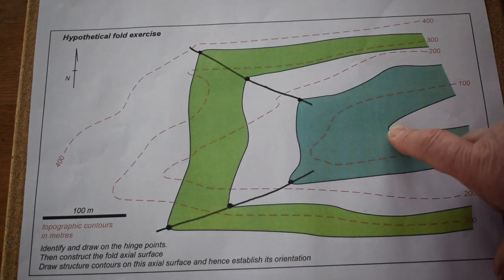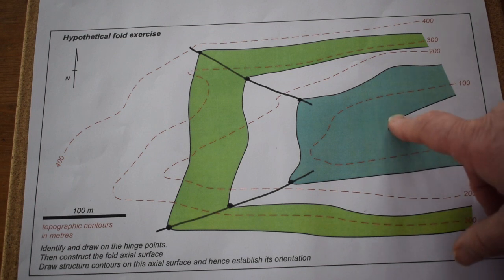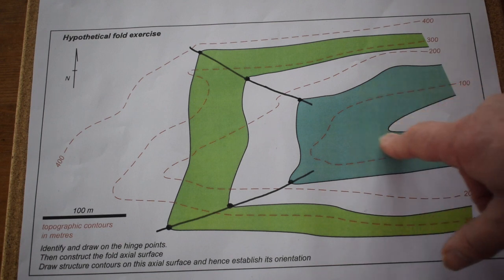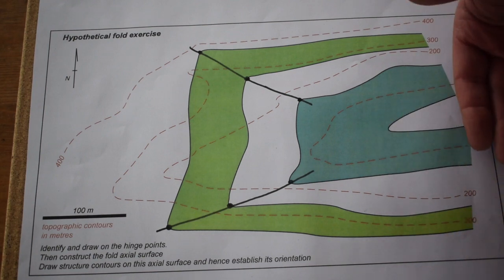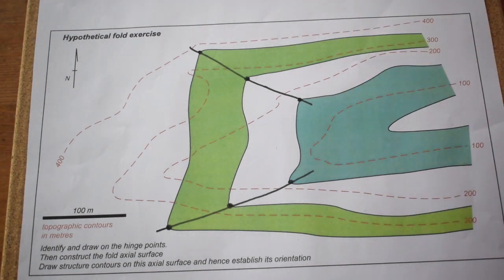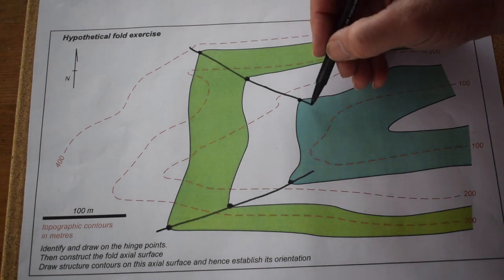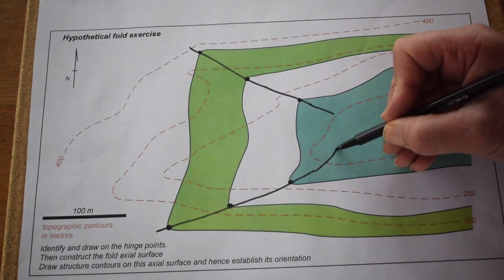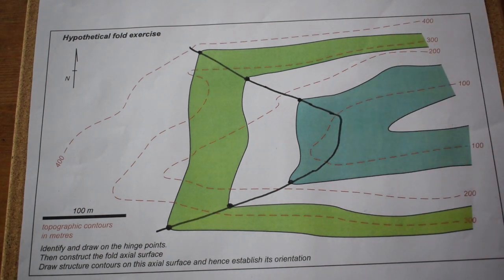Now you might be tempted to think that this here is part of our fold structure, but actually this is just a topographic effect. This is the V in the valley as our boundary on the edge of this teal coloured unit wraps around the valley and out the other side, and is simply explained by a horizontal plane coming in like this. So our boundary that is the axial trace is going to come across here something like that.